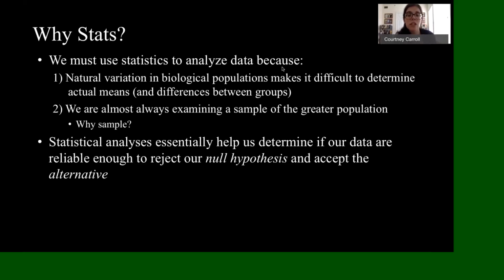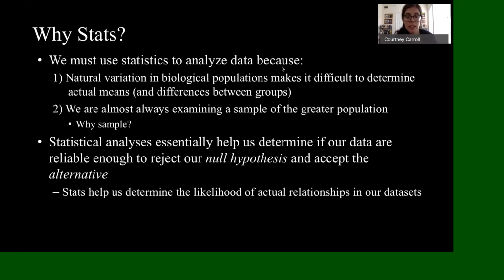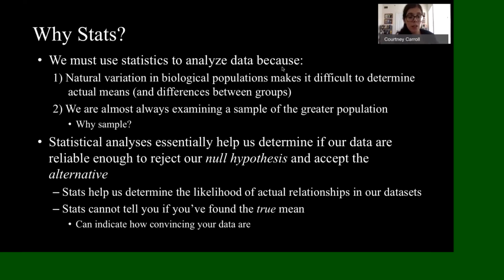Statistical analyses essentially help us determine if our data are reliable enough to reject our null hypothesis and accept the alternative hypothesis. So to reject the fact that the independent variable and dependent variable are not related and accept that there is a relationship between those variables. Stats help us determine the likelihood of actual relationships in our data sets as opposed to these things happening by chance. They can't tell you if you found the true mean. So it can't tell you if that's actually what the average is in all humans or all mice or all trees, but it can give you some power in convincing yourself that the data is more likely to be true.